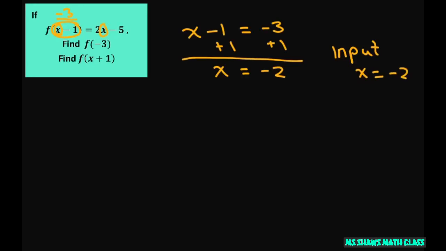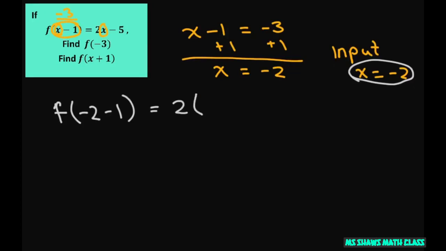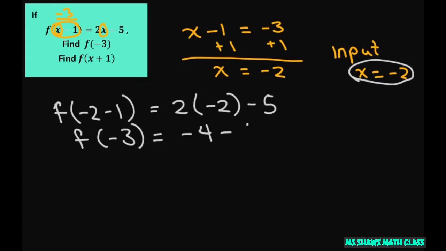Now, let's plug it in. So f, everywhere there's an x, you're going to put negative 2. So f of negative 2 minus 1 equals 2 times negative 2 minus 5. So this is going to give you f of negative 3. And this is going to give you negative 4 minus 5, which equals negative 9.